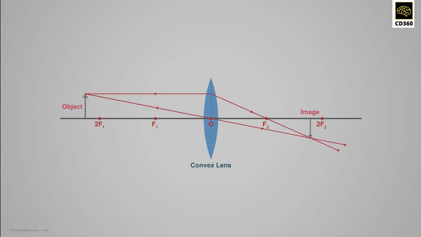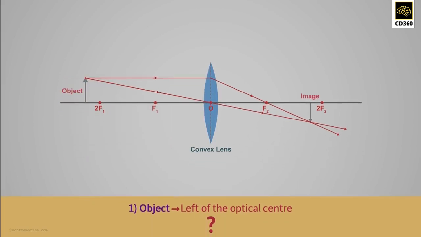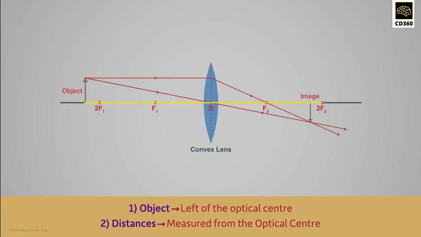The concept is similar for lenses. For our lens, we assume the optical center to be the origin. So the first convention we follow is that we always keep our object to the left of the origin or the optical center. Can you guess the second convention? The second convention that we follow is that we measure all the distances from the optical center. For instance, if we take this point on an object, then the distance of this point from the lens is measured from the optical center of the lens like this.